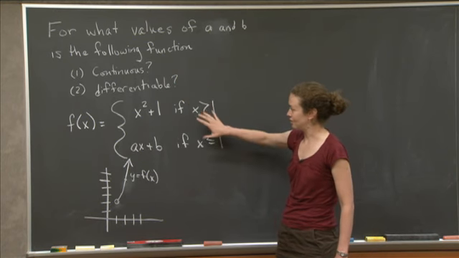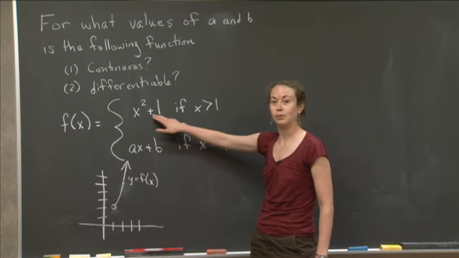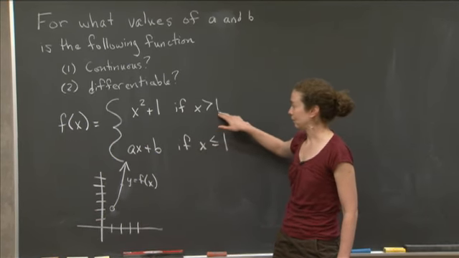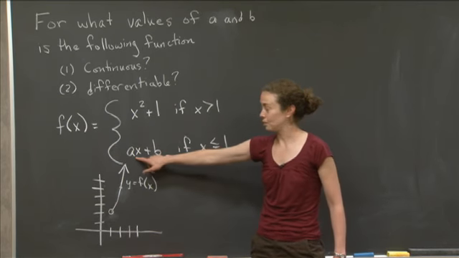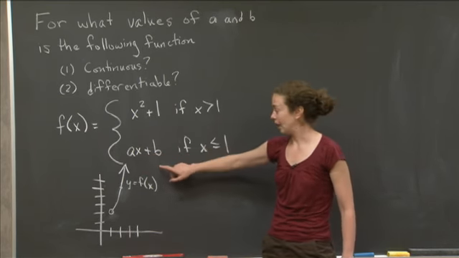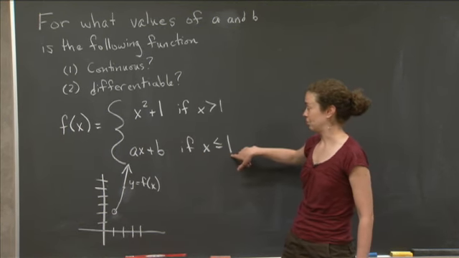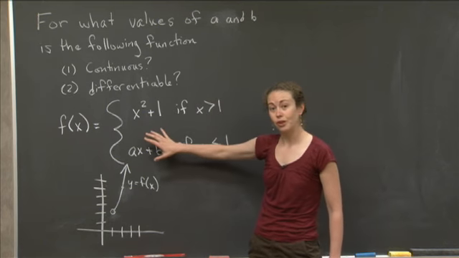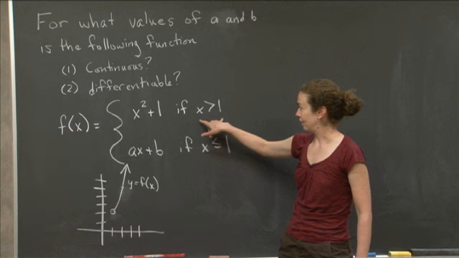So the function is defined in the following way. f of x is going to be equal to the function x squared plus 1 when x is bigger than 1. And it's going to be equal to a linear function where you get to pick the a, which is the slope, and you get to pick the b, which is the y-intercept, if x is less than or equal to 1. So what I've drawn so far, so that you can see, is the part of x squared plus 1 if x is bigger than 1.